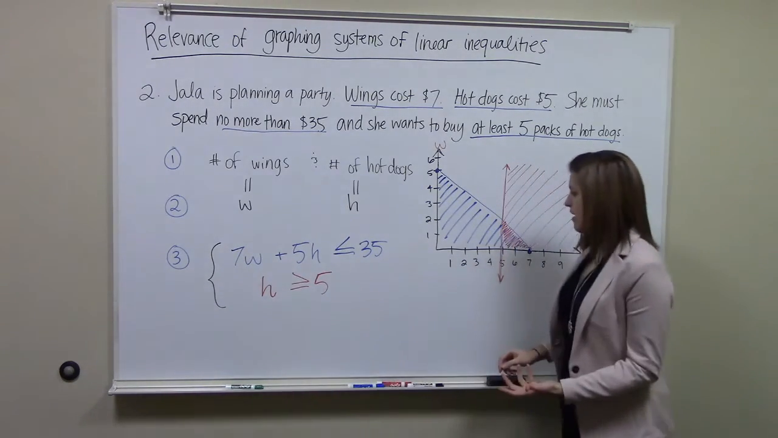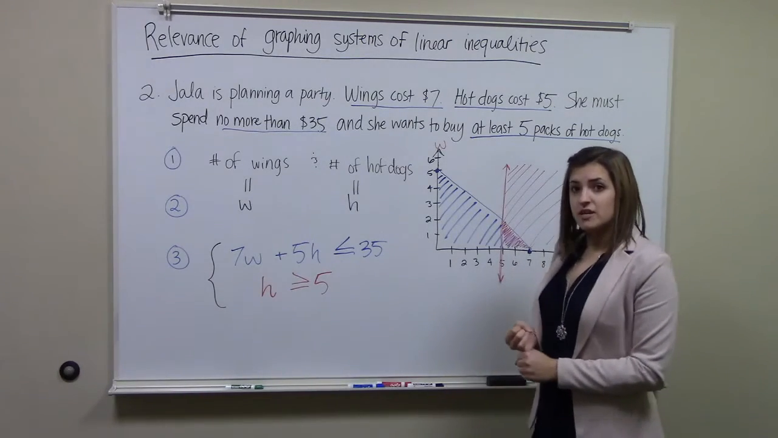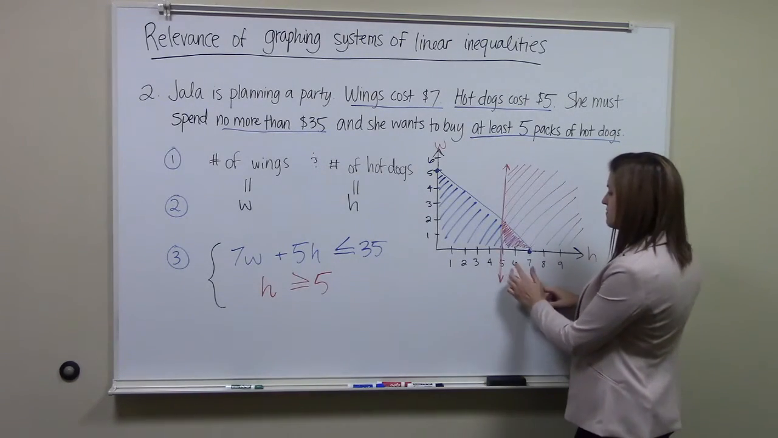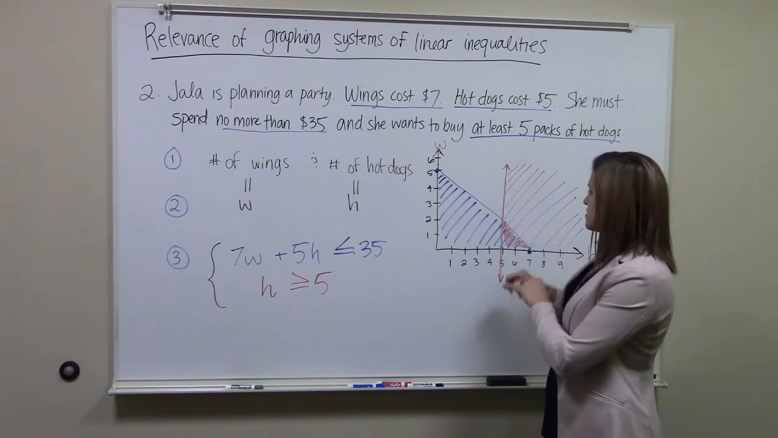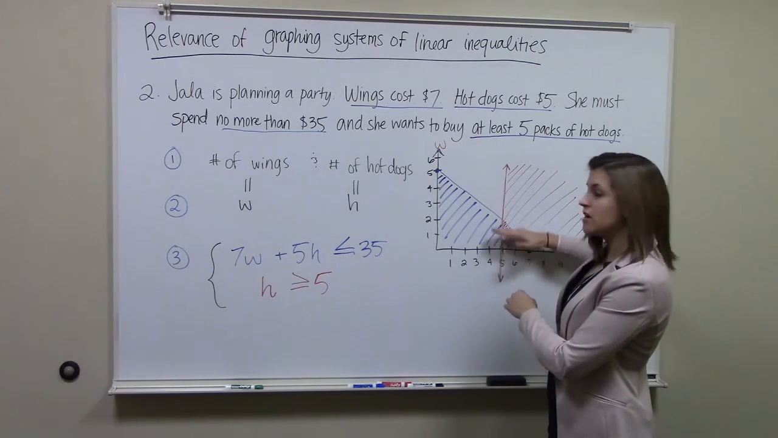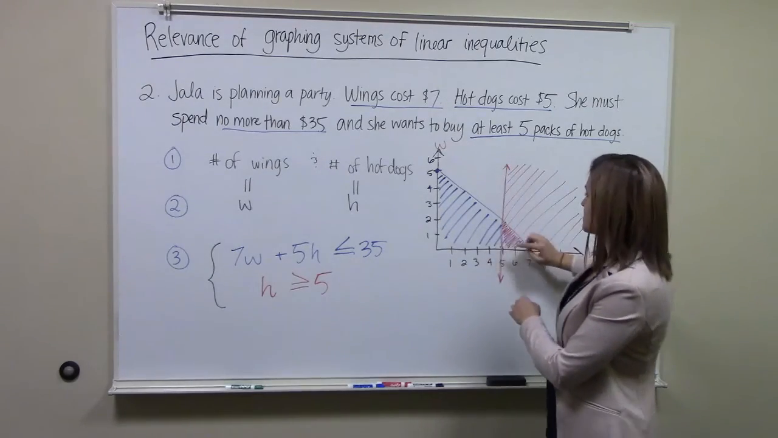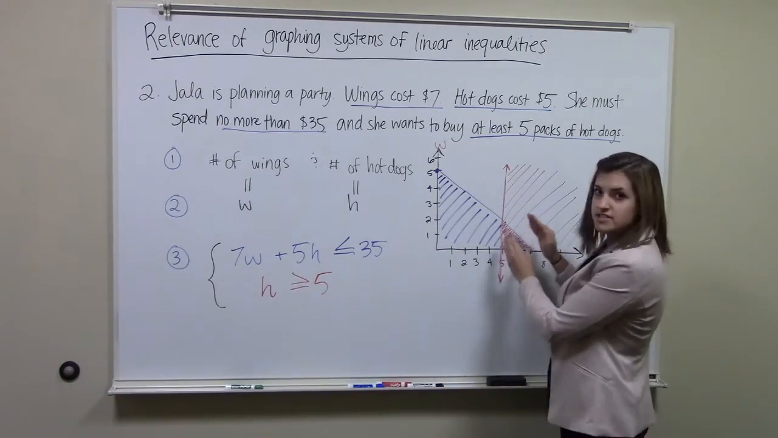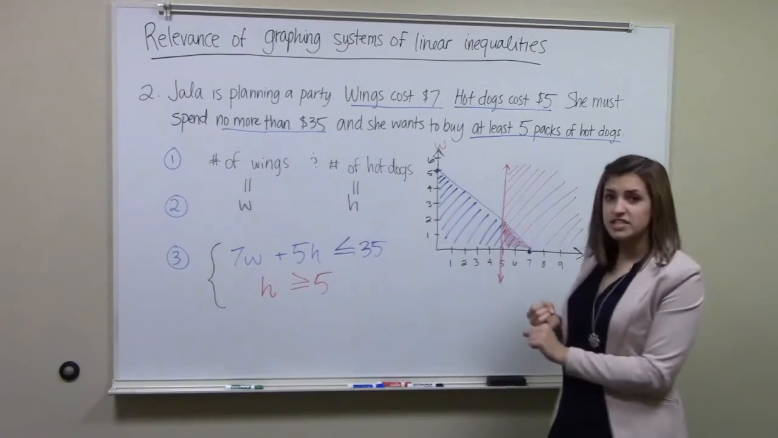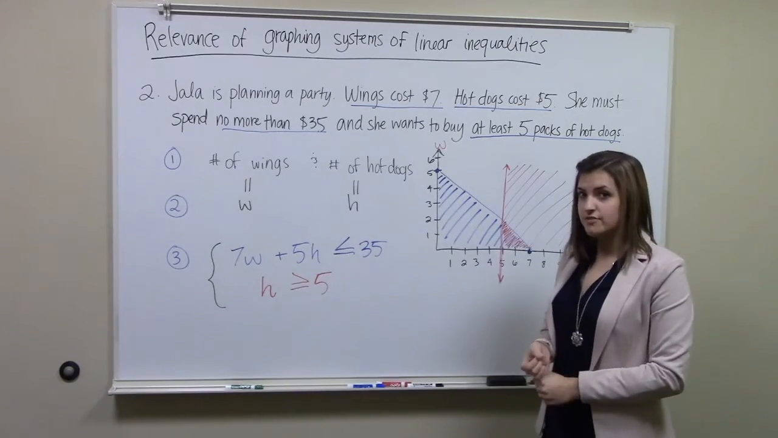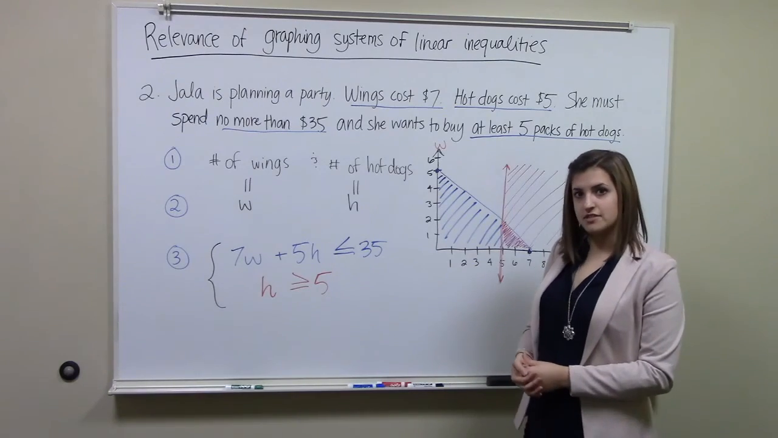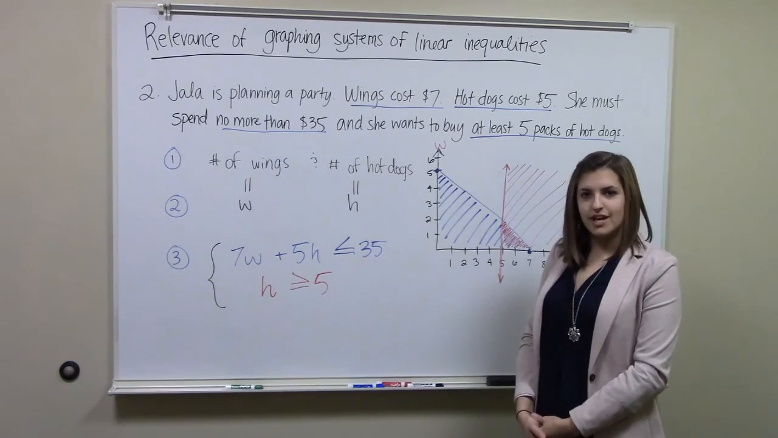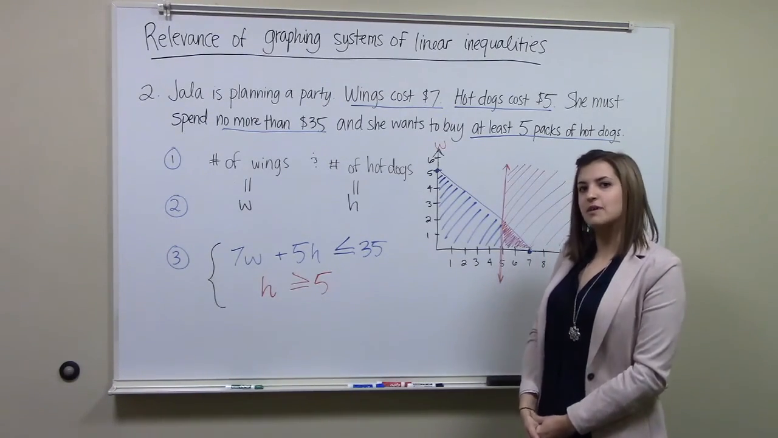So what does this mean? Well, this means that Jayla can buy 5, 6, or 7 packages of hot dogs, and she can buy the corresponding number on my wings axis of wings, but only in this small area. This will guarantee that she spends less than or equal to $35, while also buying at least 5 packages of hot dogs. All right, thanks for watching, and now you can try these at the bottom of your guided notes.